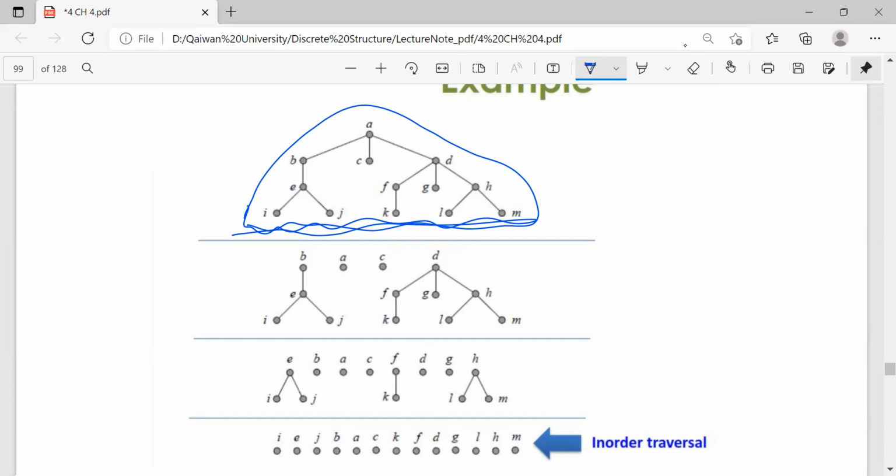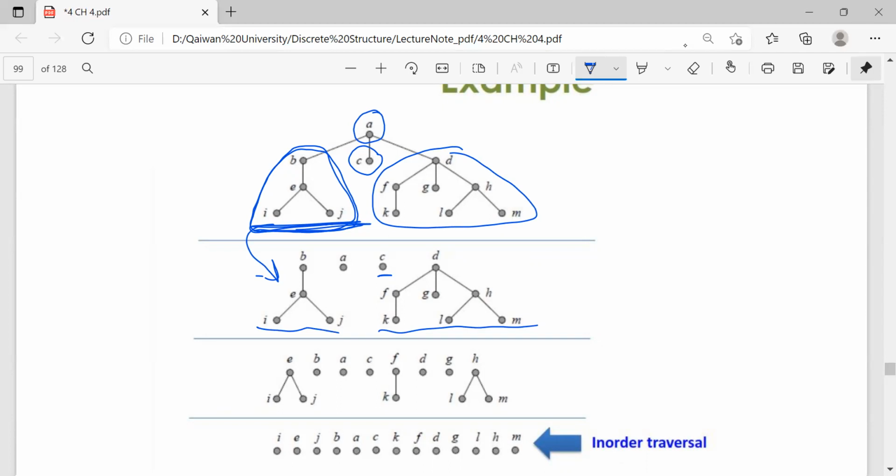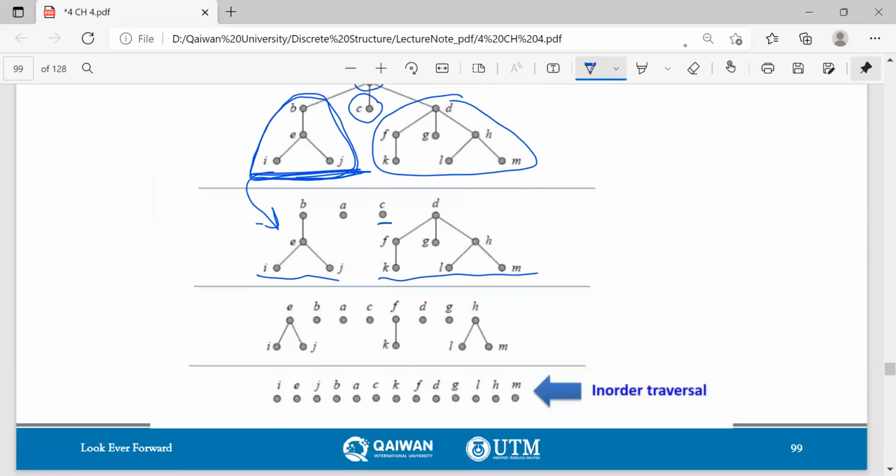What do we do? We should first write down the left subtree. The left subtree is B, E, I, J. B, E, I, J is the left subtree. We are going to write down this one. Then write down the root, which is A. Then the right subtree. Here you have C. Then this subtree.